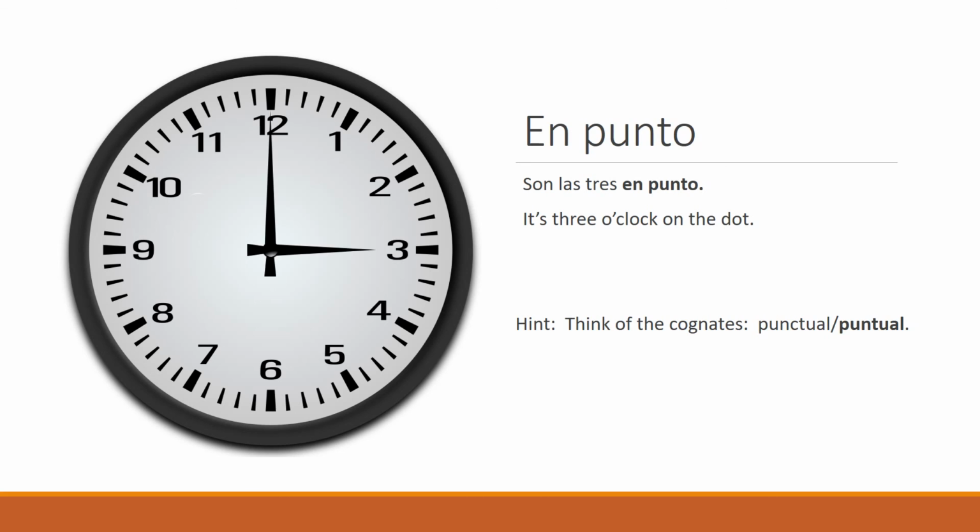En punto. Son las 3 en punto. Means it's 3 o'clock on the dot. So this is a cognate that is helpful to think of. If you think of the word punctual, in Spanish that is puntual. So it should help you remember that en punto means on the dot.